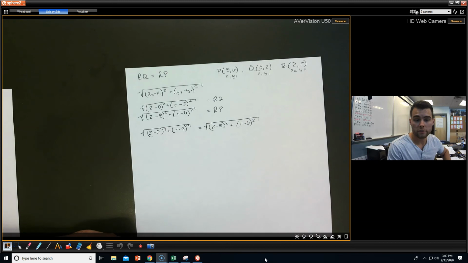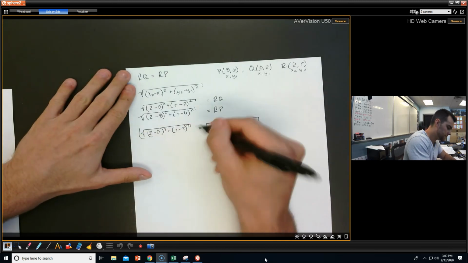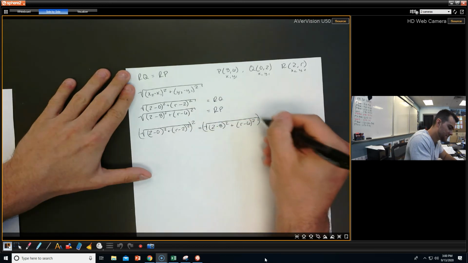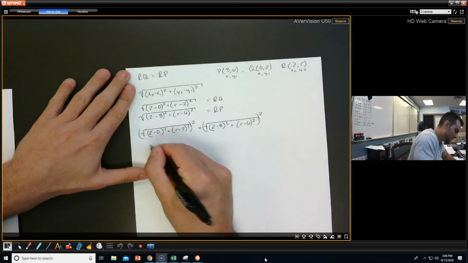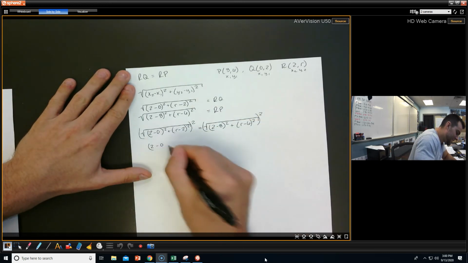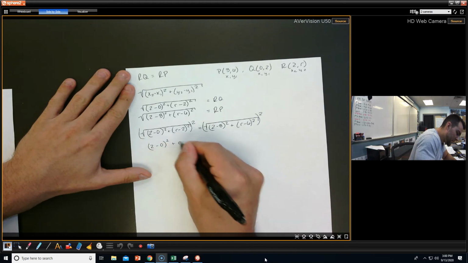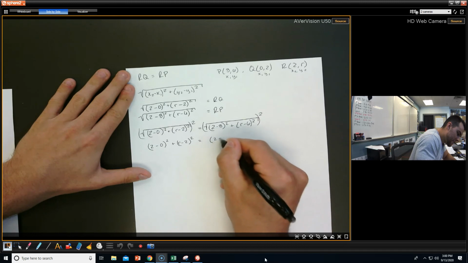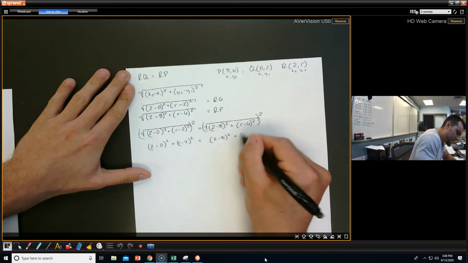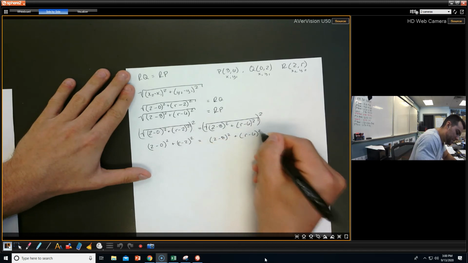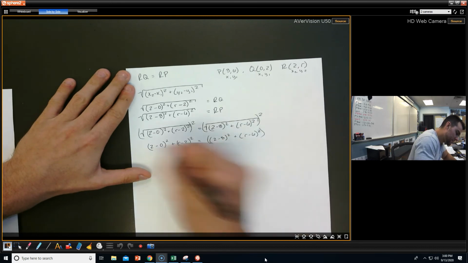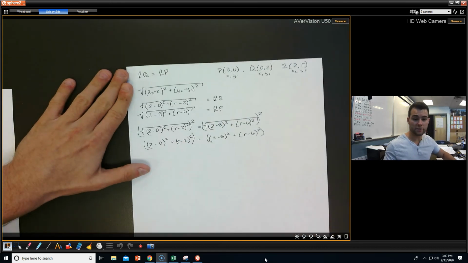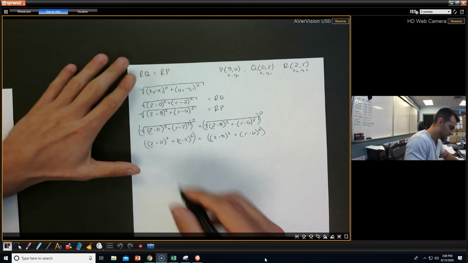Well, if we're trying to solve for r, one thing I could do to both sides right off the bat is square both sides. So let's do that. So now I'm left with (2 minus 0) squared plus (r minus 2) squared equals this stuff. You're kind of seeing that we don't need the square root anymore. All right, now let's continue on.